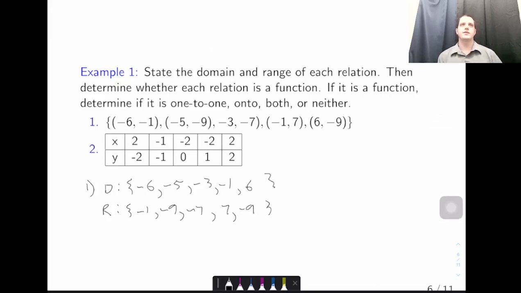So then, is this a function? Well, looking at this, I'm going to scroll through all of our x's. We have -6, -5, -3, -1, and 6. Since all of those are unique, they're all different, we then have a function. Okay, so we have a function.